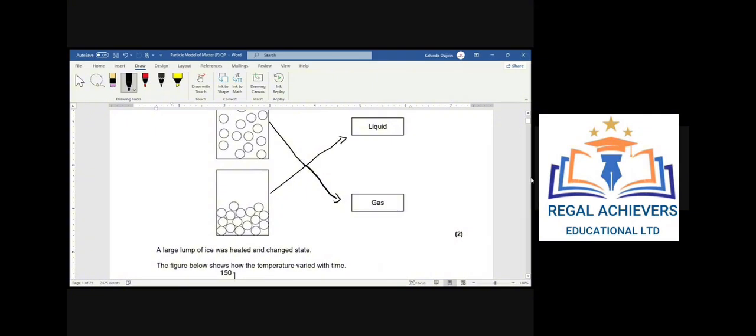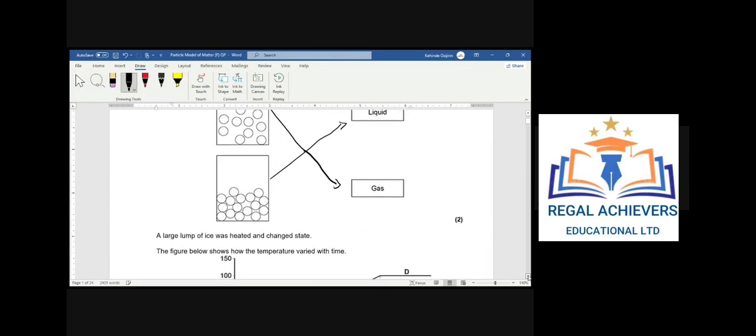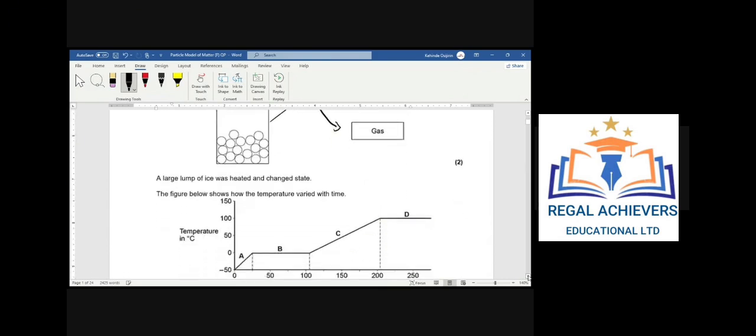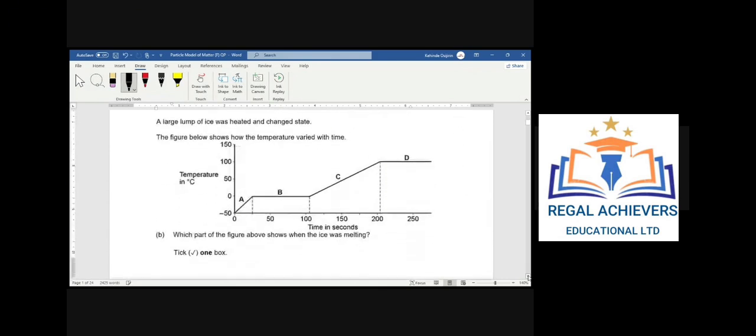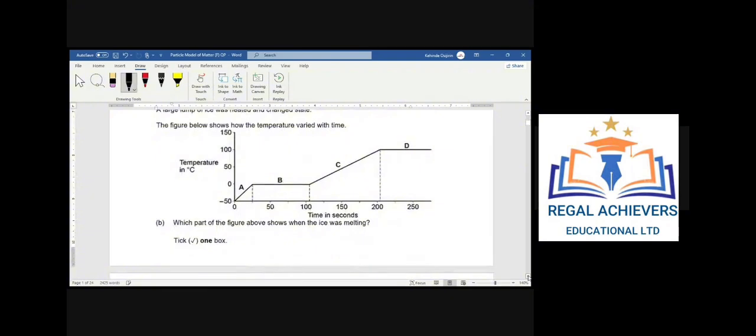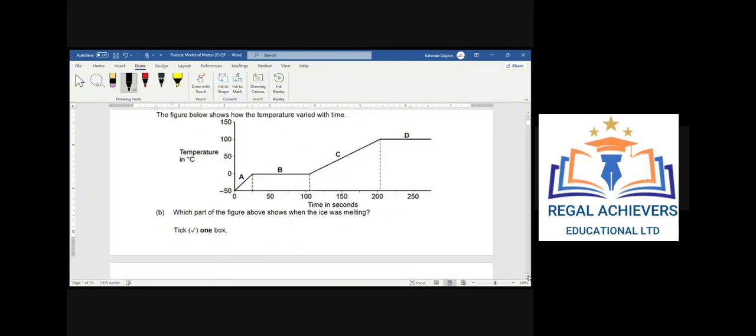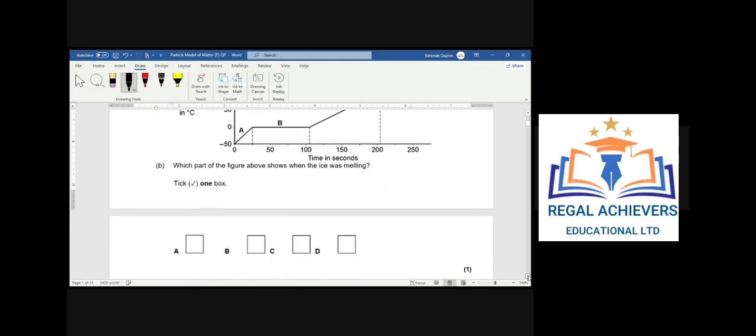Then the next question says that a large lump of ice was heated and changed states. The figure below shows how the temperature varied with time. Which part of the figure below shows when the ice starts melting? The answer would be the letter B, because at letter A it is still at freezing point, but at letter B, that is when the ice starts melting.